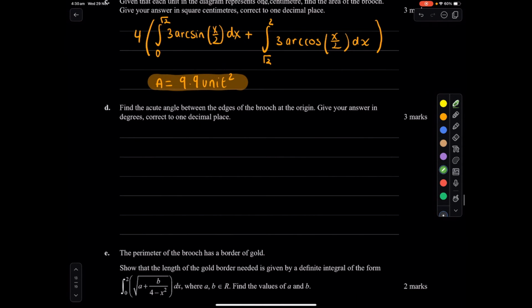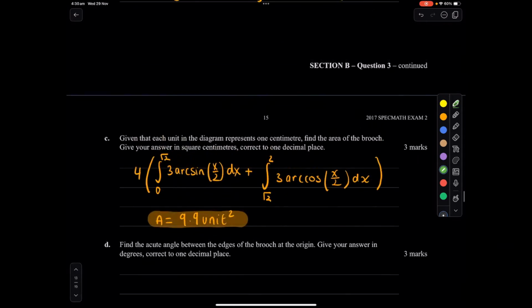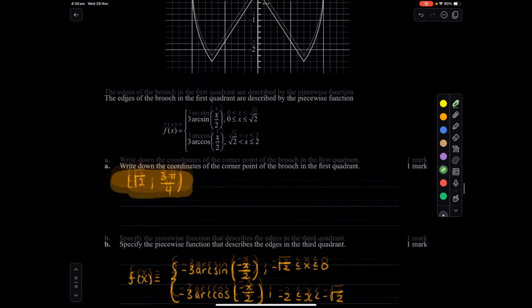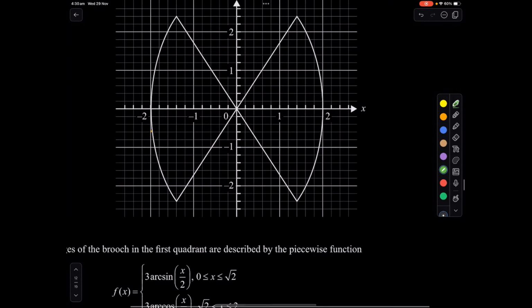Find the acute angle between the edges of the brooches at the origin. Give your answer in degrees. So we want to find the angle between the edges at the origin. So this is the origin. Now, these are between the edges, and also this is between the edges. But this is not an acute angle. This is actually obtuse, because it's greater than 90 degrees. So this here is what we want to find, this theta over here.